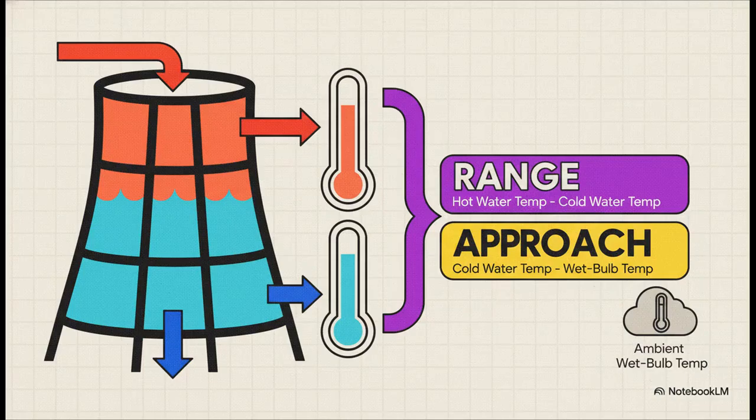Okay, to really talk about performance, you need to know two key terms, range and approach. Range is super simple. It's just the temperature drop. You measure the hot water going in, the cold water coming out. That difference is the range. But approach is the real measure of efficiency. It's the difference between your cold water temperature and the air's wet bulb temperature. Now, the wet bulb temp is basically the lowest possible temperature you can reach just by evaporating water. So a smaller, tighter approach means your tower is kicking butt.